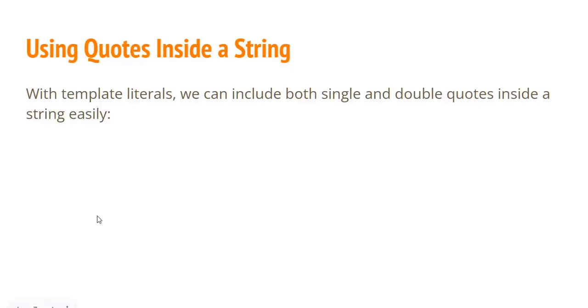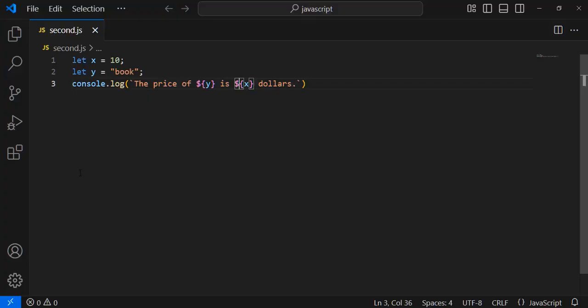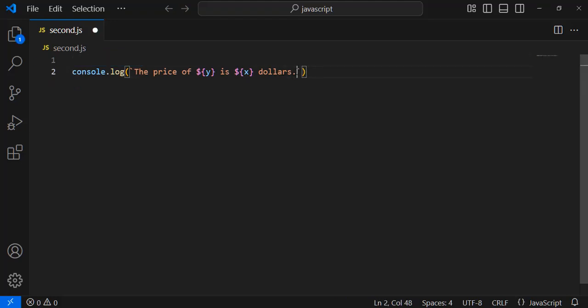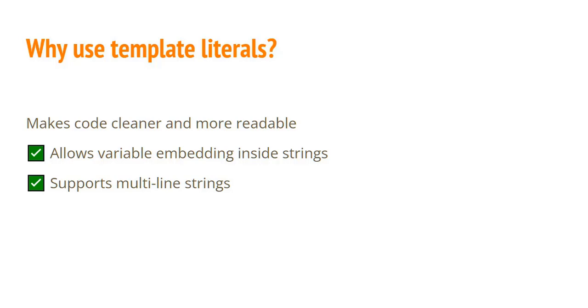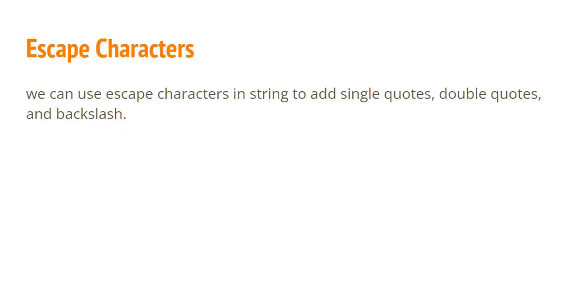Using quotes inside a string. With template literals, we can include both single and double quotes inside a string easily. Let's take an example. Let's hello world. The output is let's hello world. Why use template literals? It makes code cleaner and more readable, allows variable embedding inside strings, and supports multi-line strings.